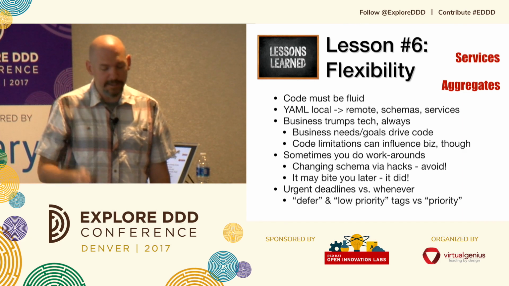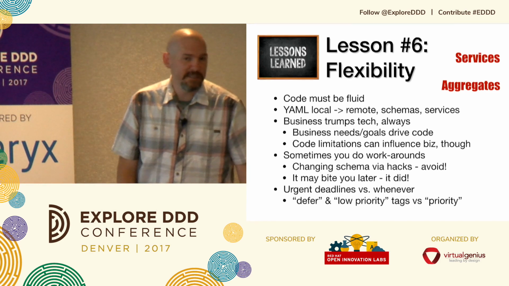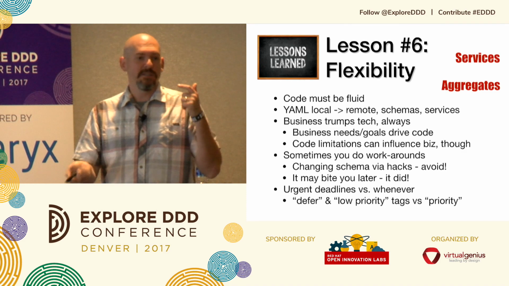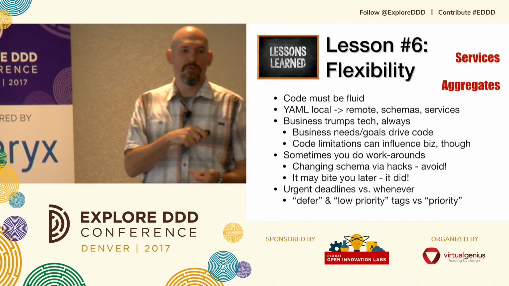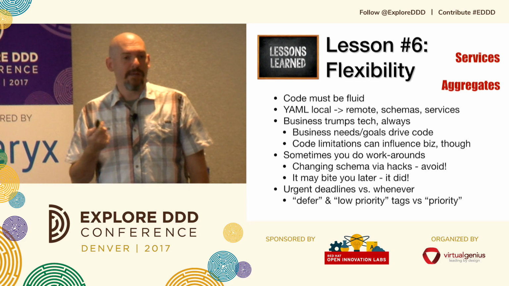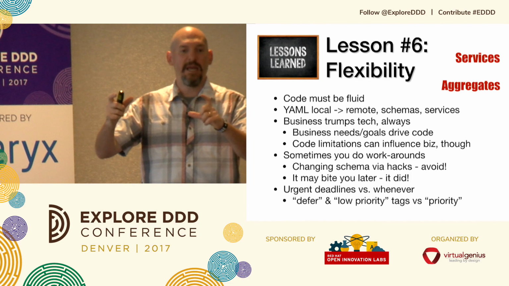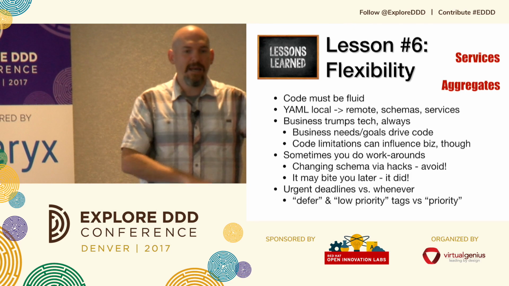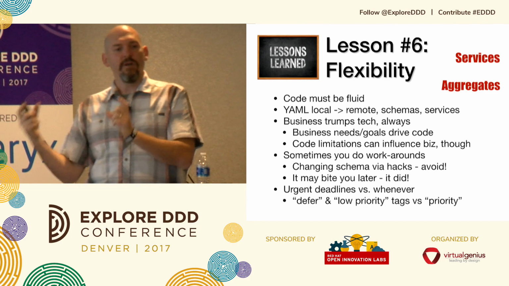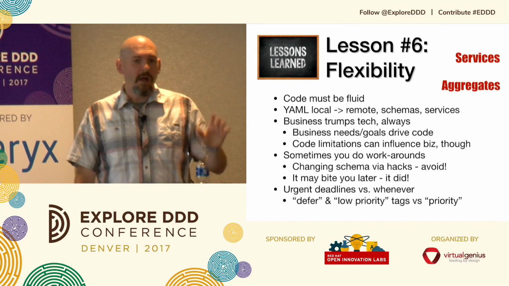Code limitations. Sometimes you're going to have code limitations that influence the business. That can happen as well. And again, a flexible system allows for conversations with the stakeholders about which way you proceed. Sometimes you do workarounds. We had one case where the schema needed to be an array of data, but we already had a bunch of data in the database. So I said, okay, before we put it into the final queue, let's convert it to an array. That worked for a while until we ran into other edge cases.